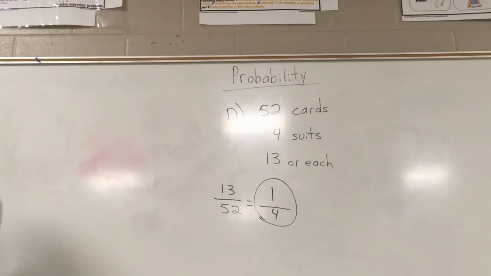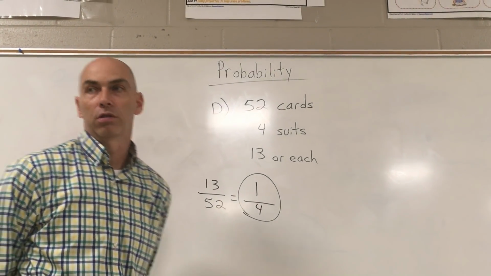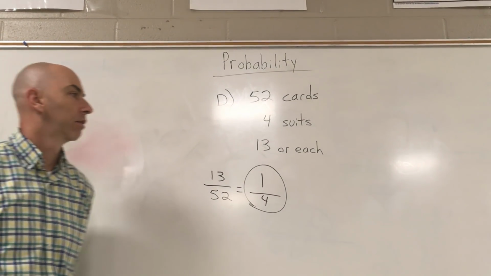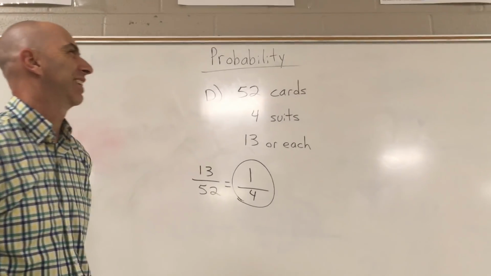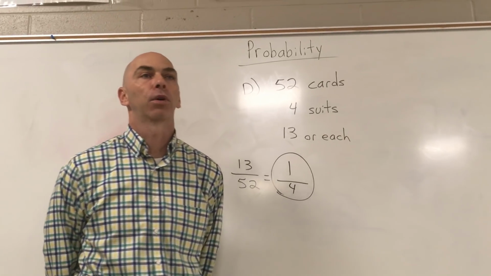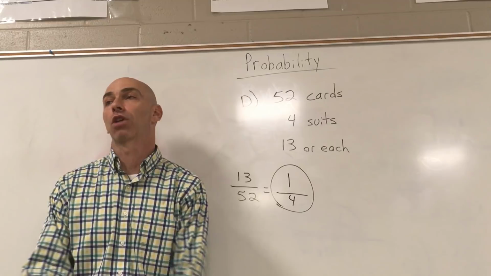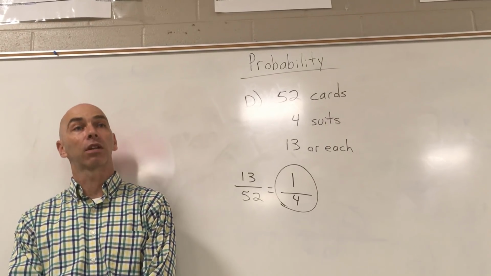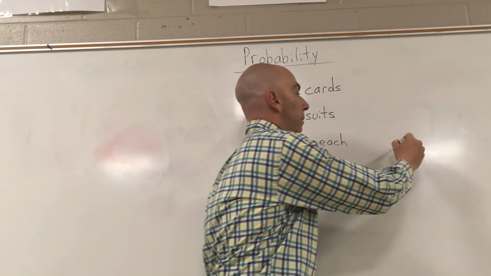Okay. Last one on exhibit D here. I got 52 cards. I want to draw an even numbered spade. Okay, first of all, how many spades are there? There's 13. 13 spades. Alright.